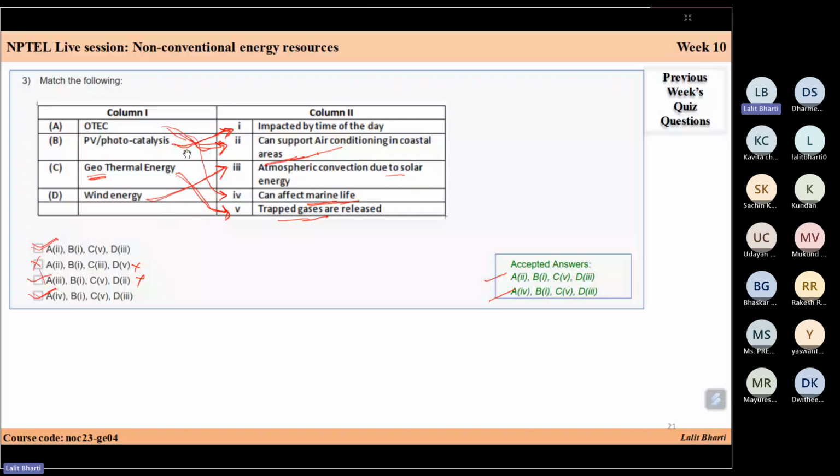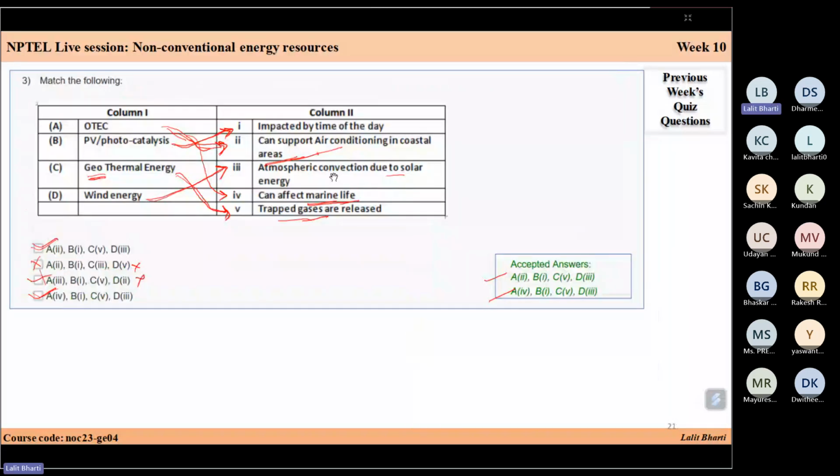Among all four, the photovoltaic or photocatalysis systems are highly impacted by the time of the day, because in the daytime you will get peak power due to the presence of the sun, but at night you will have zero or near zero power. So option one corresponds to B from column one. Then the second one is can support air conditioning in coastal areas. We have discussed that from OTEC we can use the cold, low temperature water to support air conditioning in coastal areas. We have seen this in the previous classes.